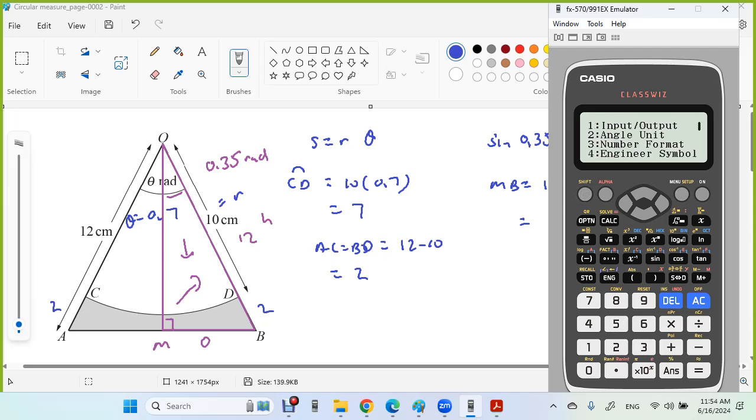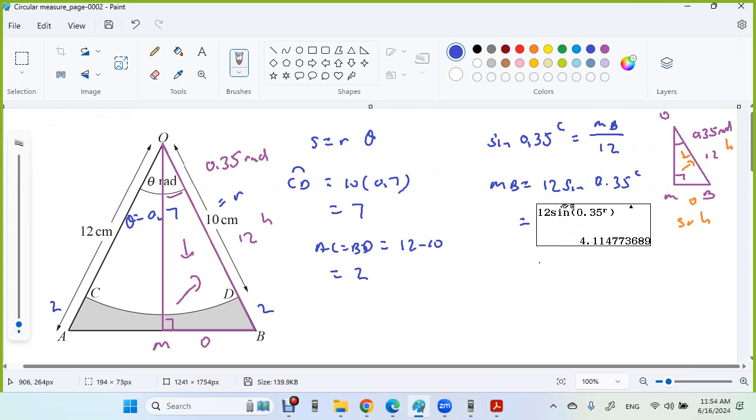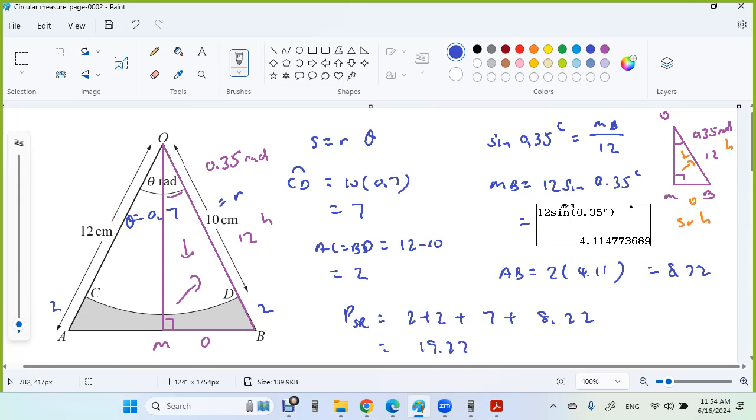My calculator is in radian already, but I don't like that. I will change back to degree and then put the R here. Normally I keep my calculator in degree, and when I need to use radian, only then I do it this way. So AB is 2 times 4.11, then it is 8.22. So the perimeter of the shaded region will be 2 plus 2 plus 7 plus 8.22, which is 19.22 cm.